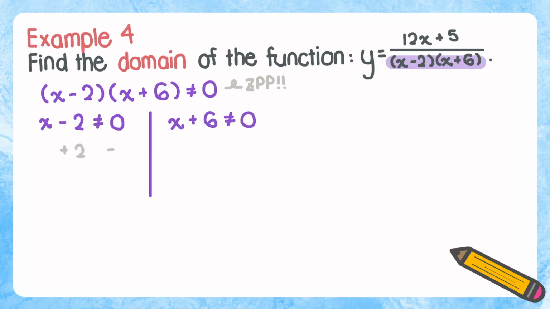So for this side, I add 2 on both sides, and I'm left with x cannot equal positive 2. On this side, I subtract 6 from both sides, and now I know that x cannot equal negative 6. So I have that x cannot equal 2, and it also cannot equal negative 6. So what would this look like on our number line?